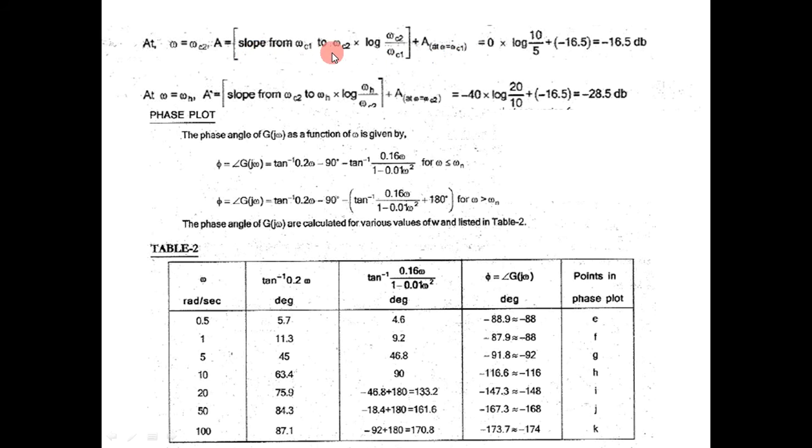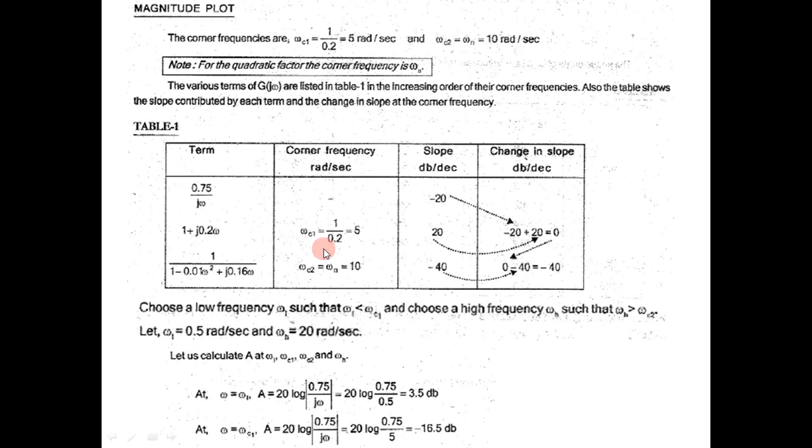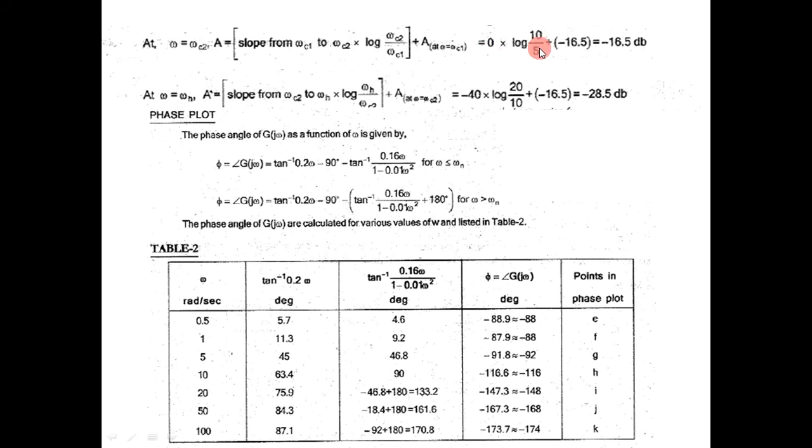What is the slope from omega C1 to omega C2? This one is omega C1 and this one is omega C2. What is the change in slope? It is nothing but 0 dB per decade. That is 0 into log of 10 by 5, since omega C2 is 10 and omega C1 is 5, plus the magnitude at omega equal to omega C1. We got minus 16.5, that is finally minus 16.5 dB. And in the same way, at omega equal to omega H, we got minus 28.5 dB.